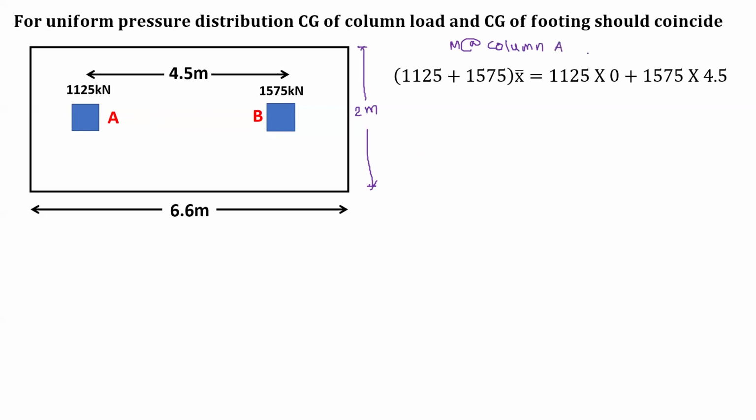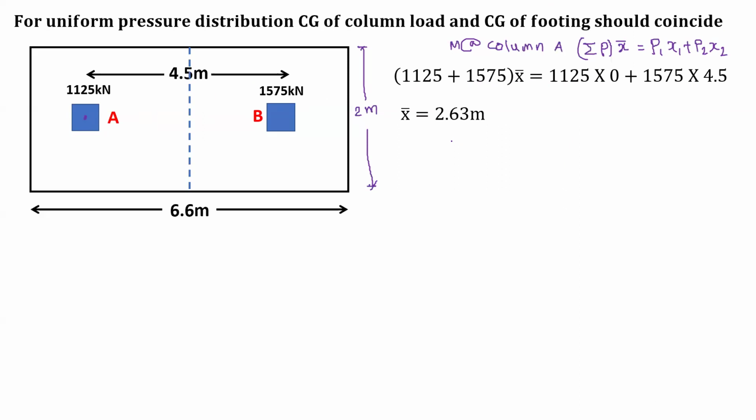Summation of P into X bar is equal to P1X1 plus P2X2, and the same we have kept over here. So summation P into X bar equals 1125 into 0, because we are taking moment about A, plus 1575 into 4.5. From this we get the value of X bar as 2.63 meters.